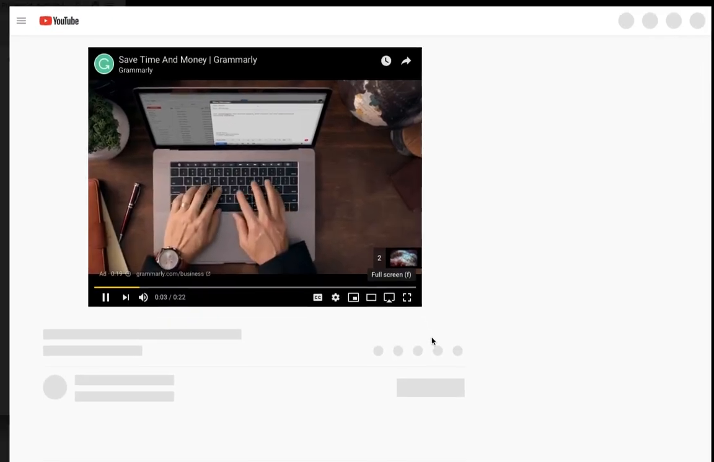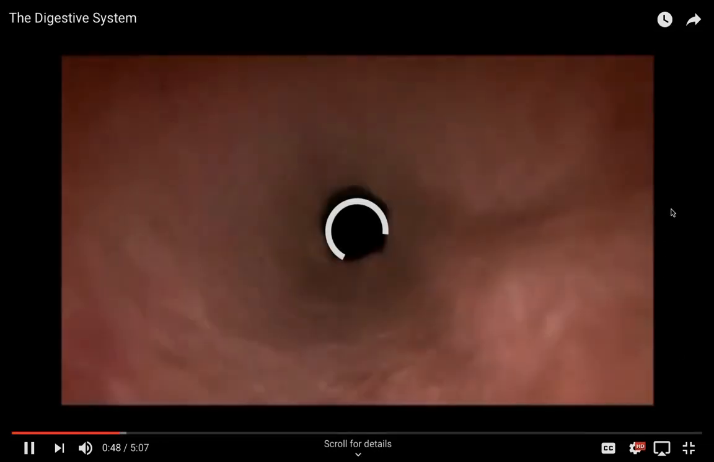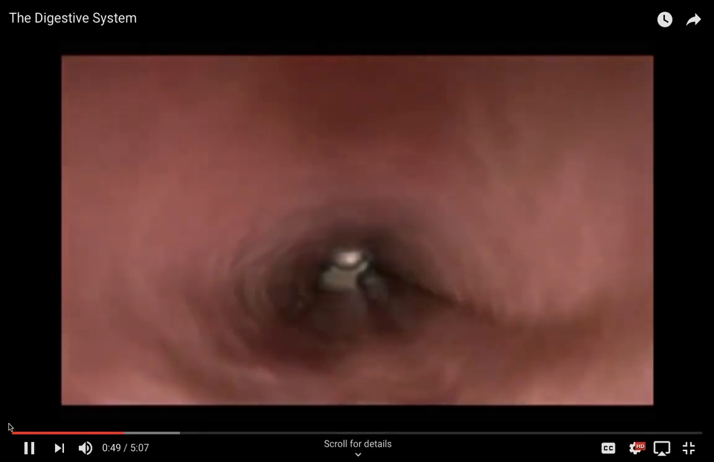Messy writing can cost you a lot. Grammarly business. A process called.